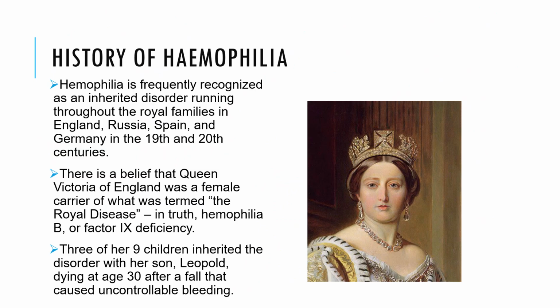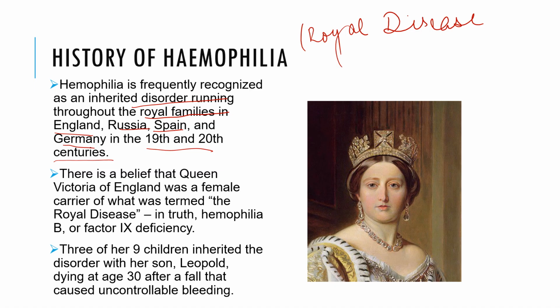So let us talk a bit about the history of hemophilia. Hemophilia is also called a royal disease. Why is hemophilia called a royal disease? Because hemophilia is frequently an inherited disorder running throughout the royal families in England, Russia, Spain and Germany in the 19th and 20th centuries. So it was happening in the royal families only in the 19th and 20th century.